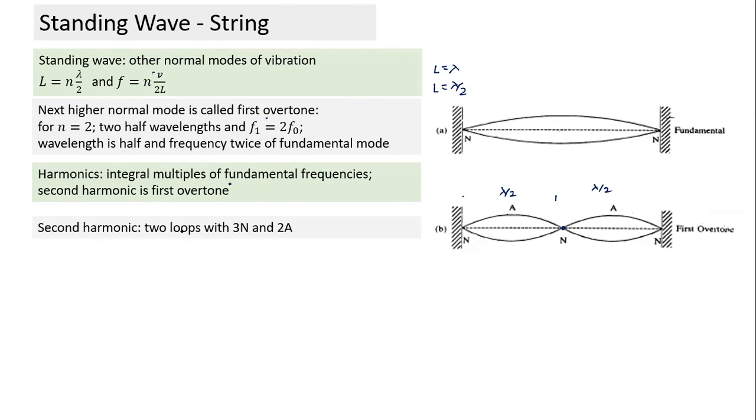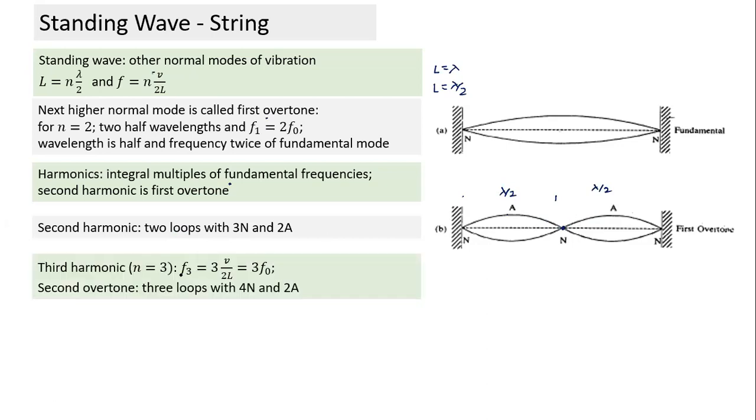In the second harmonic, two loops are formed, two half wavelengths are formed. And when two half wavelengths are formed, there are three nodes and two antinodes. In the case of the third harmonic, n becomes 3. What does the third harmonic mean? n equal to 3. The frequency of the third harmonic, when we substitute 3 here, is 3 times the fundamental frequency. And the third harmonic is equal to the second overtone.